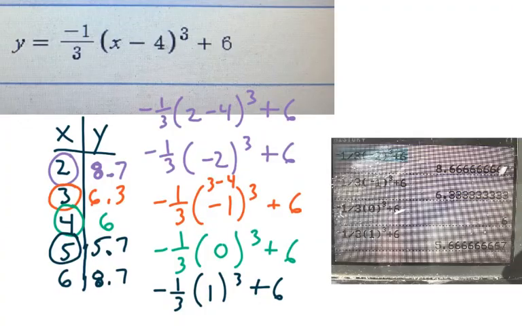But anyways, just to add a little bit more to this video, I went ahead and did another graph. I did this one here. So pause the video for a few moments and take note of what I did here.